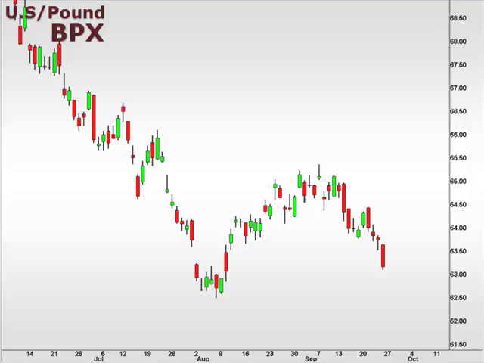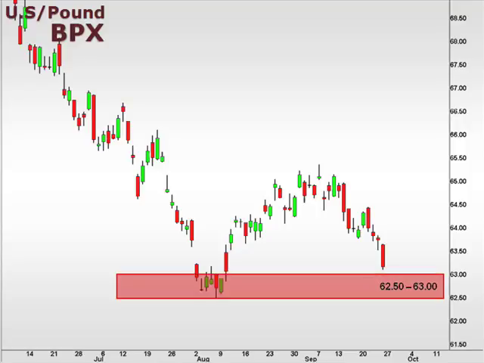Well, the BPX also continues to slide lower. We have a key target range down at that 62.5, 63 focal zone. A bounce here should find some resistance within that 64, 64.5 level.